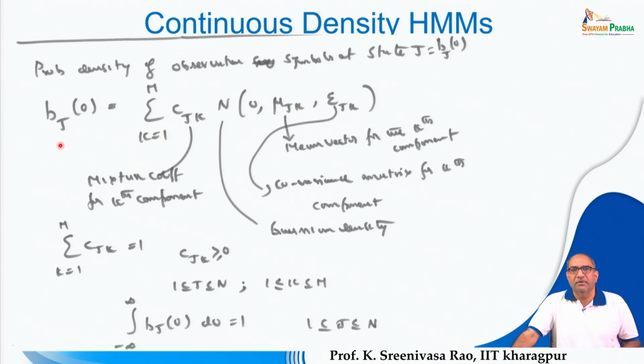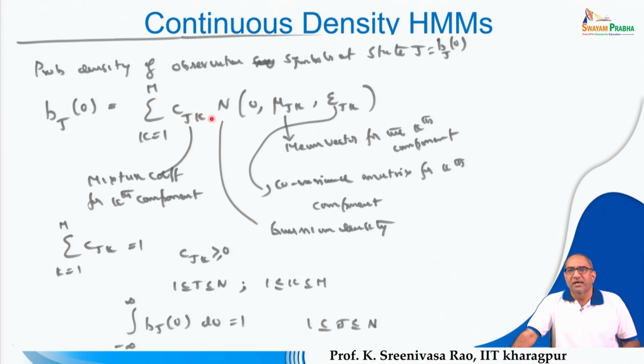So, that way Bj of O, the state symbol probability, that means in a given state what is the symbol probability, can be indicated by Cjk, the mixing coefficient, and the mean vector and covariance matrix of the kth component. And the same thing applies over here also.